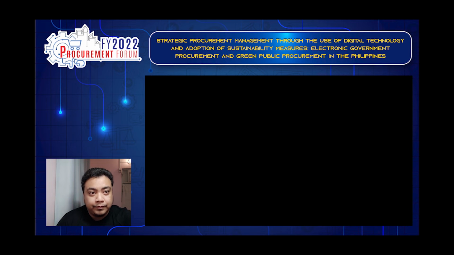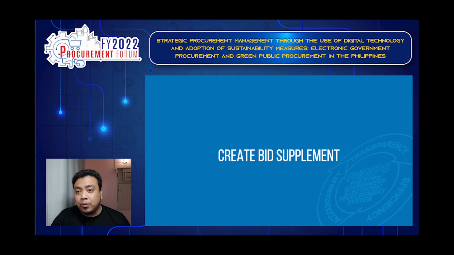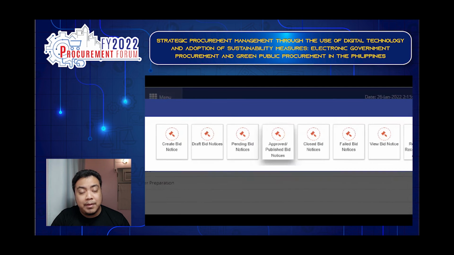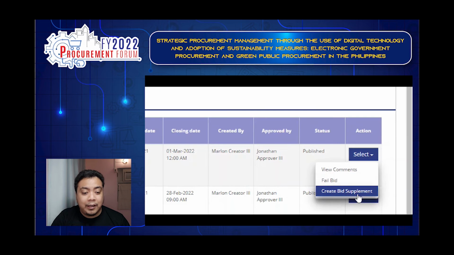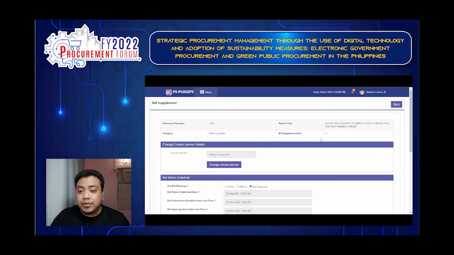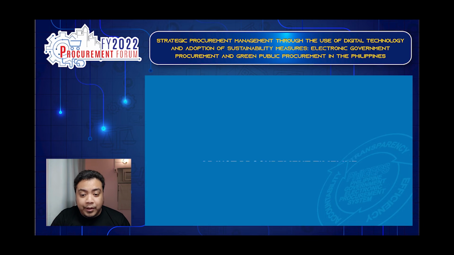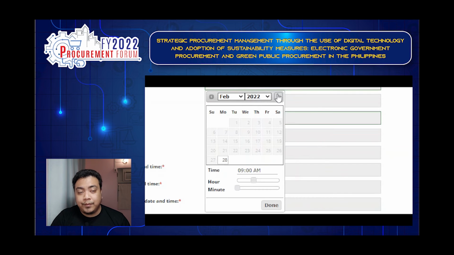And that's it. So now I will discuss the bid notice supplement in the modernized PhilGEPS. So once the end user is logged into the system, just click the bid notice menu and click the approve publish bid notices. Then click search and click the select button and click create bid supplement. So you will be redirected to another page, and you can fill in all the information for the bid supplement. So first, we can adjust the timelines if needed.